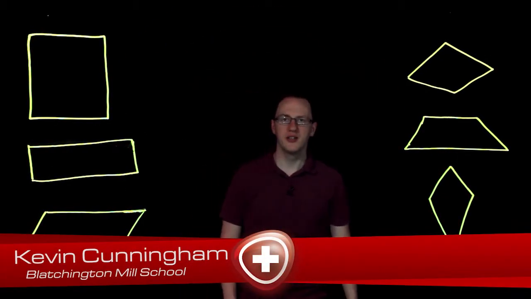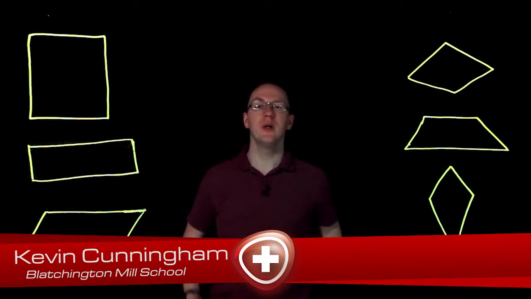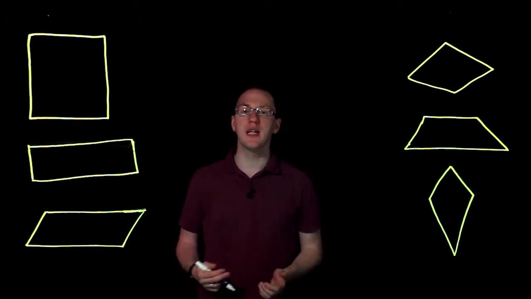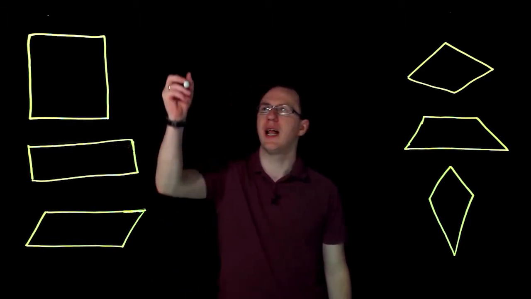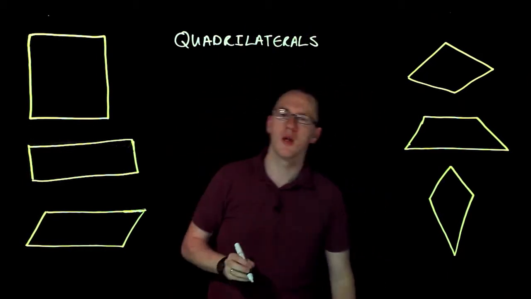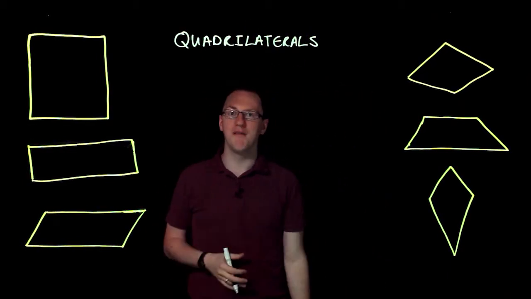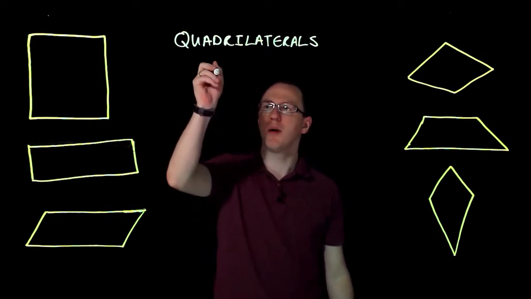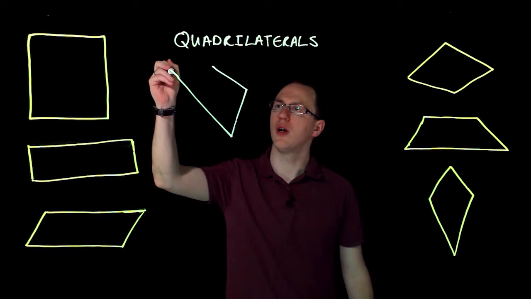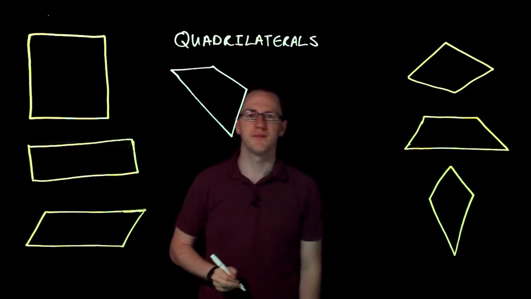We're going to look at some more shapes now. We know that three-sided shapes are called triangles, and four-sided shapes we call quadrilaterals. Now, quadrilaterals are any shape that have four sides, so I could draw any shape I wanted. As long as it had four sides, it would count as a quadrilateral.